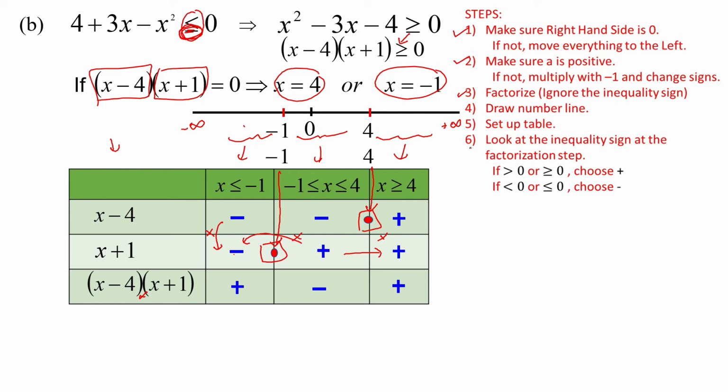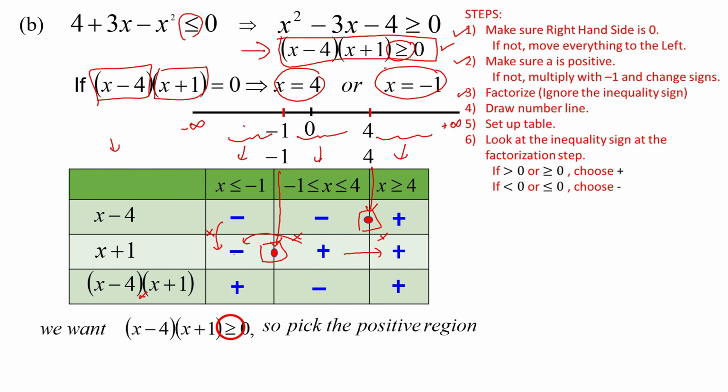Sixth step, look at the inequality sign at the factorization step. This is the example where you really have to look at the factorization step instead of the original question. Notice that the original question has a different inequality sign than the factorization step. Well, that's because we have changed the original question by multiplying with -1. Since we have changed the question, the new inequality sign that we want to satisfy is at the factorization step. For this question, it's greater than or equal to 0.